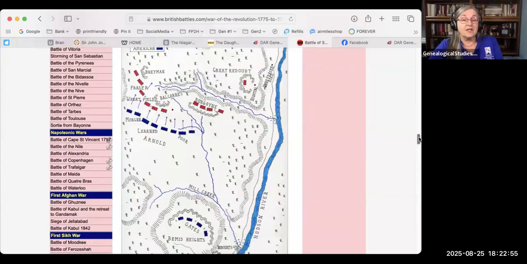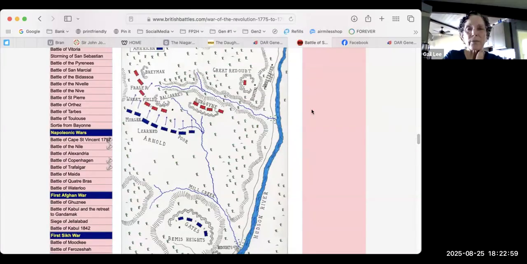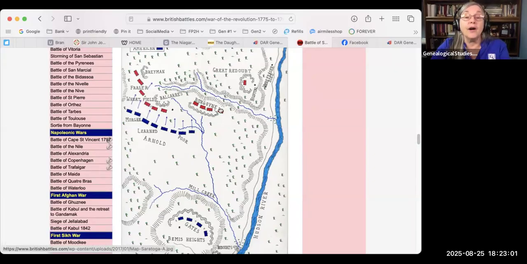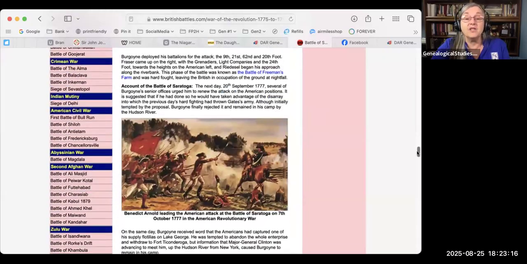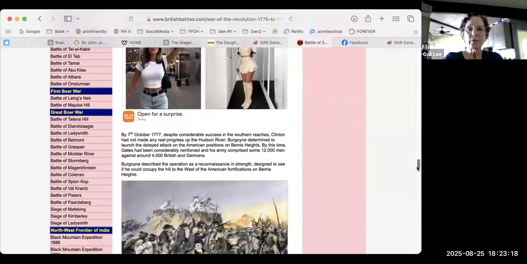What I like about this site is they give you a map. Wow. So if you know which regiment your ancestor was in, like if it was under Morgan, or Arnold was back here because he was part of that, Benedict Arnold, you can see where they were in the battle, which is cool to me. That is really cool. Thanks.